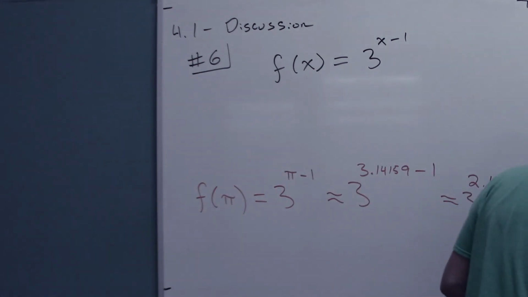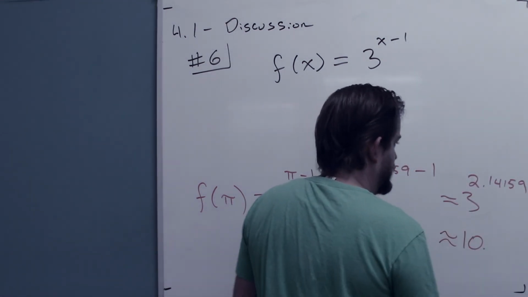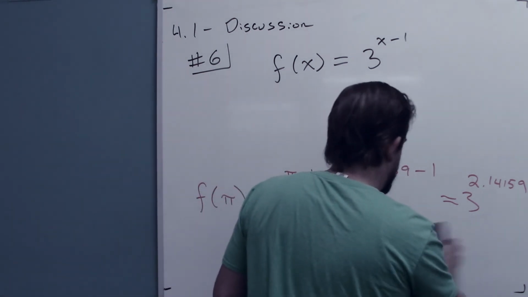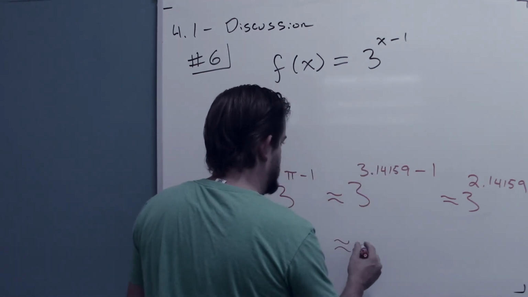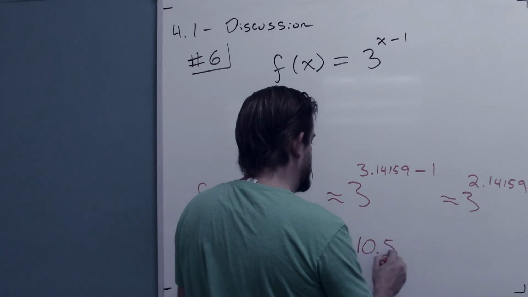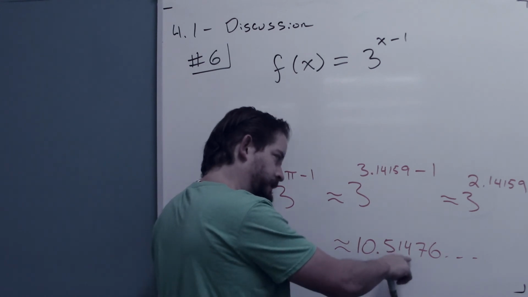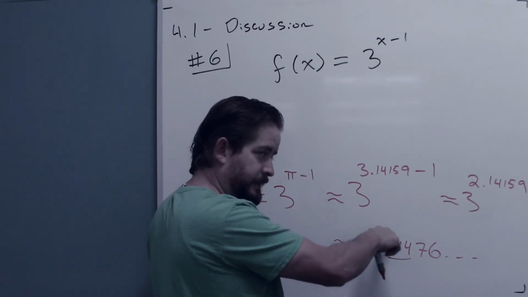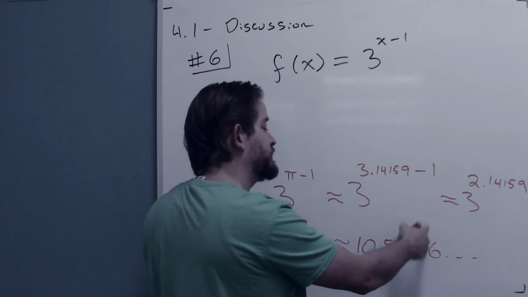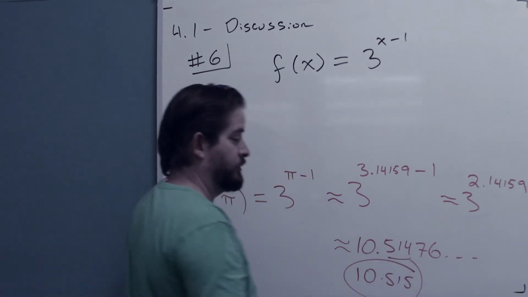In either case, I should get somewhere around 10.51476, and it goes on and on. Again, we're going to 3 digits. The next digit after my third decimal is big enough to justify an increase, so it's 10.515 is what I'm looking for, right?